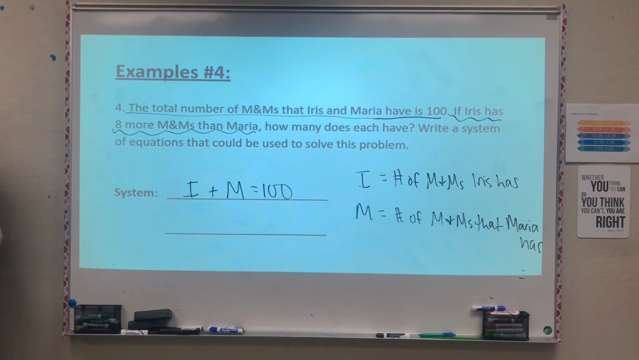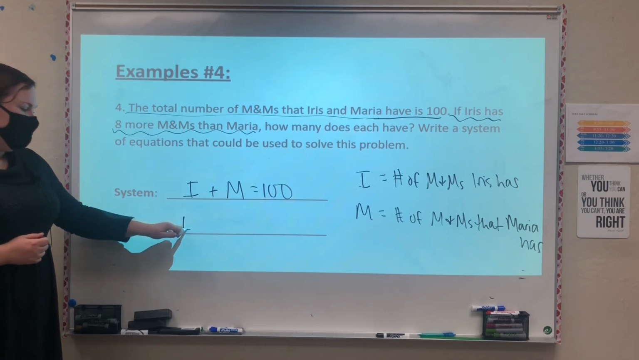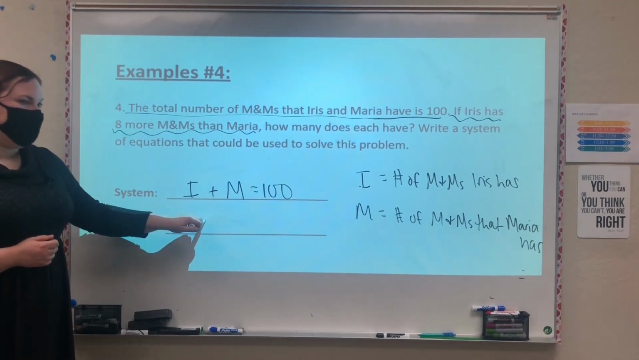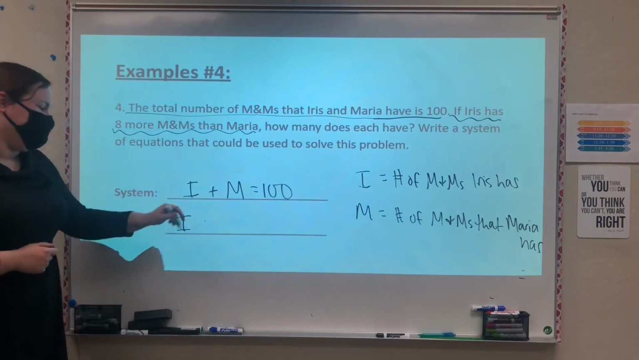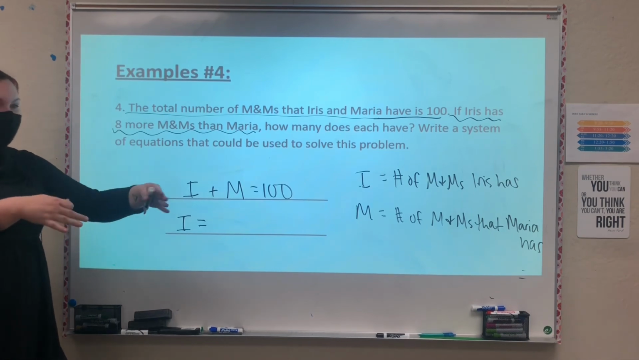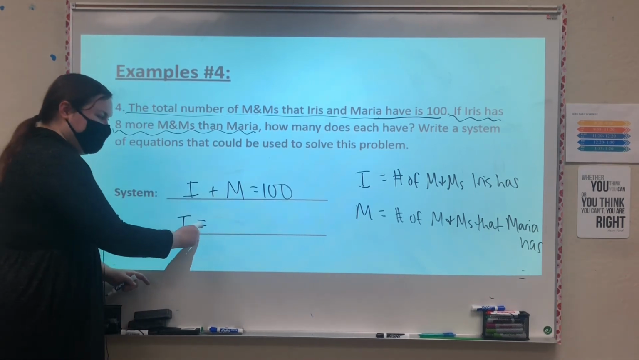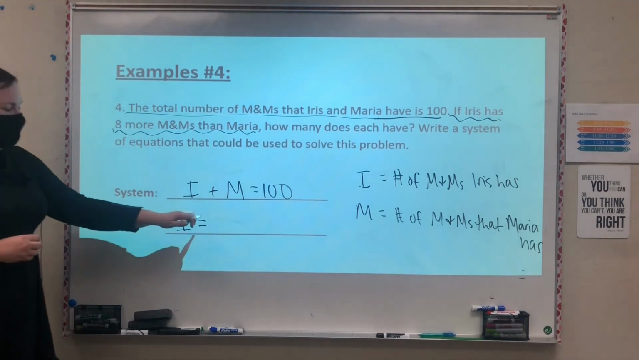So if you wanted to, I don't really know. Is that sentence describing how many Iris has or how many Maria has? How many Iris has? So that means our equation could start, if it's just telling you how many Iris has, my equation can start with I. If it's telling you how many Iris has, we could say I. Oh, I equals. This sentence here is about to tell you how many Iris has, so we're going to say Iris has this many. M plus 8.